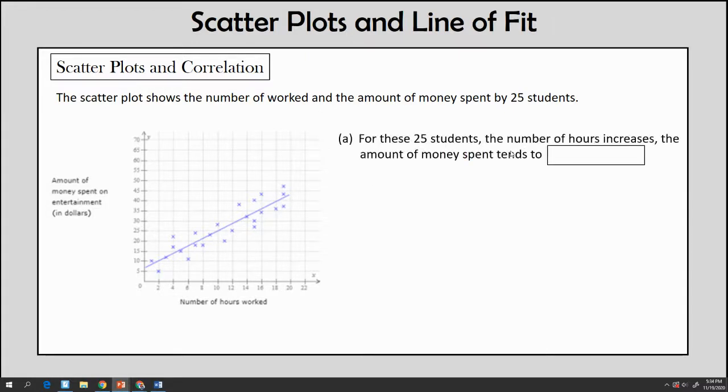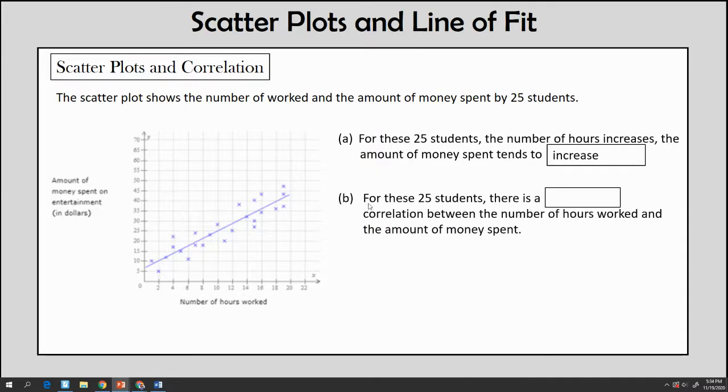First question, for these 25 students, as the number of hours increases, the amount of money spent tends to do what? So as the hours worked increases, the money spent increases. That is an increase. Part B, for these 25 students, there is a positive, negative, or no correlation between the number of hours worked and the amount of money spent. Well, obviously, as the hours go up, the money spent goes up. These are clustering to form this positive correlation. So there is a positive correlation between these two.